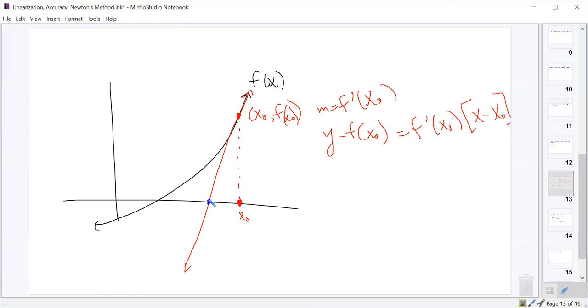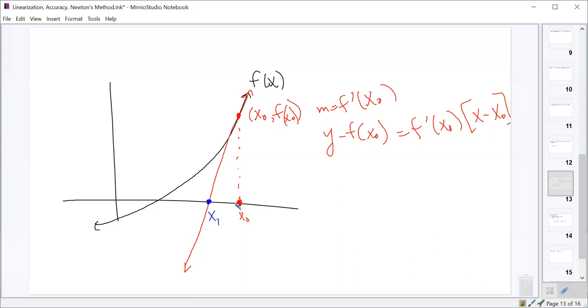This line has an x-intercept, right? Everyone agree with that? That line has an x-intercept? Yes. Let's call it x1. Is it a better approximation for this x-intercept than my original guess was? Yes, most definitely.